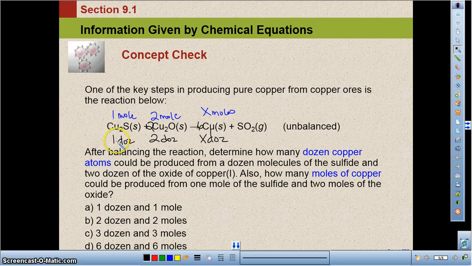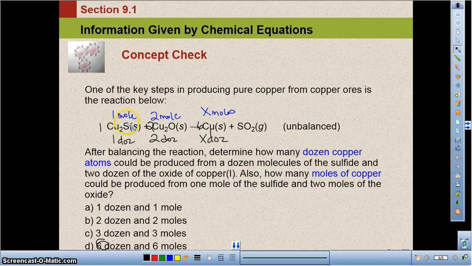So if we were going to make this on a smaller scale, we would look at, let's say, a dozen of these molecules, and we have a dozen of these, 2 dozen of these. Well, in the balanced reaction, the coefficients are 1 to 2. So this says if I have 1 counted number of this plus 2 counted numbers of this, I should produce 6 individual coppers, whether we're looking at molecules or atoms. So if I have 1 dozen copper(I) sulfide molecules and 2 dozen copper(I) oxide, how many dozen should I make here? Well, if 1 to 2 here makes 6, then 1 to 2 here should also make 6. So that should be 6 dozen.